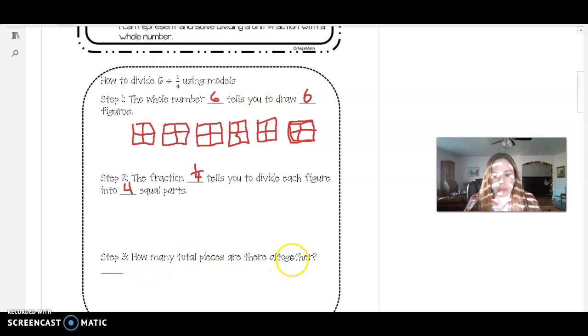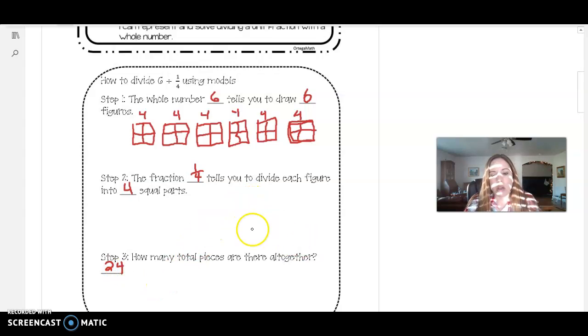Step 3, how many total pieces are there altogether? So now we look and see how many pieces we have now, because we have divided up our 6 wholes into 4 equal pieces. Let's count up all of the pieces we have. Well, if we have 4 here in each one, we can skip count by 4. 4, 8, 12, 16, 20, 24. How many pieces are there altogether? 24. And actually, that is our answer.